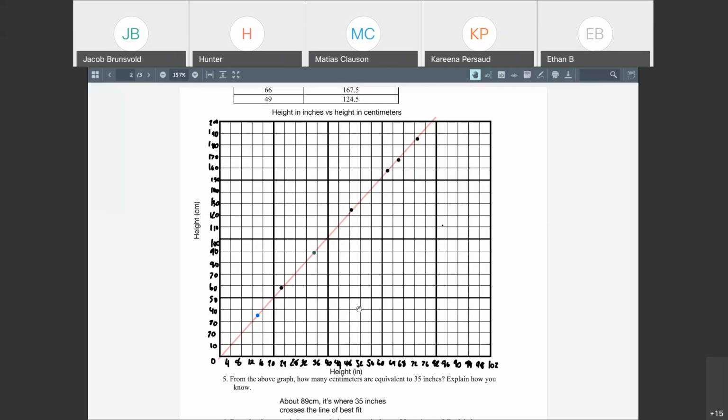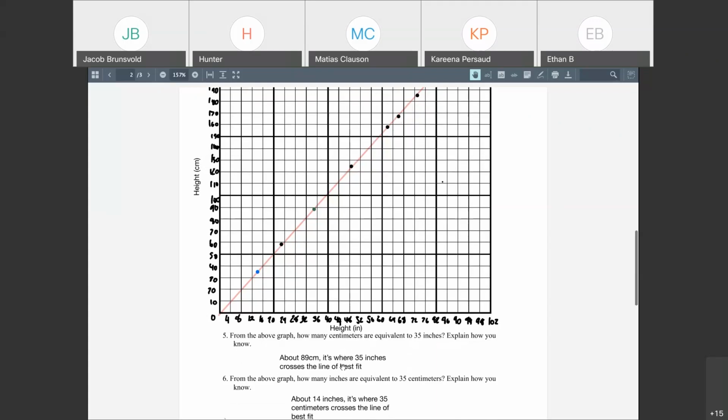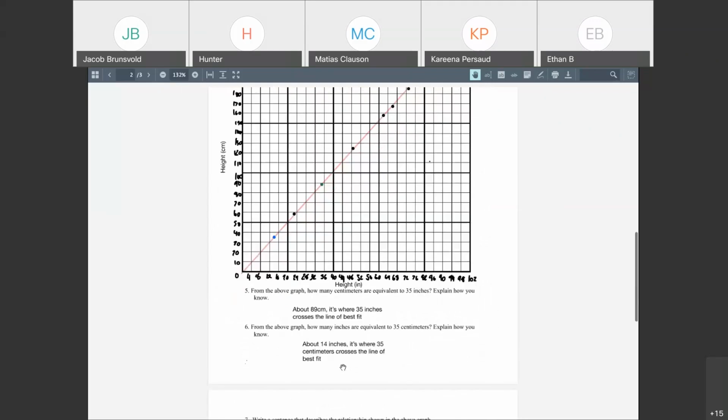And then when we follow it over to here, it looks like it's about 89, a little bit under 90. So that was an excellent job on that one. That looks like a good estimate. You included units in your answer, 89 centimeters. That's good. And you showed your work. So that's everything that I'm looking for. And I'm going to zoom out a little bit so we can see the next question.